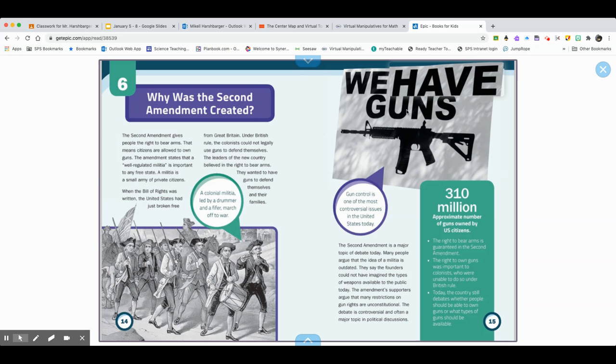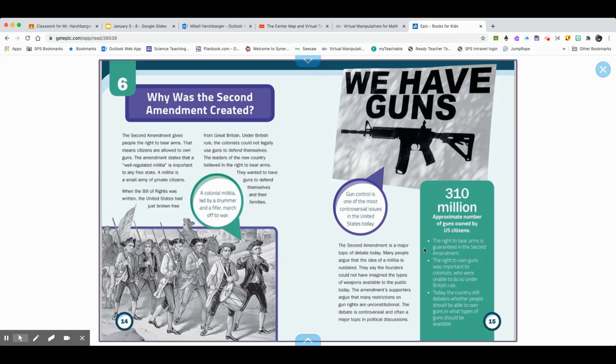And over here it says, we have guns. Looks like a big poster. And then here is a picture of a gun. And so this one, the caption says, a colonial militia led by a drummer and a fifer march off to war. Okay, so that's what's going on in this picture here. And then over here, it says gun control is one of the most controversial issues in the United States today. And over here, it says 310 million, approximate number of guns owned by U.S. citizens. Wow, that's a big number, huh?